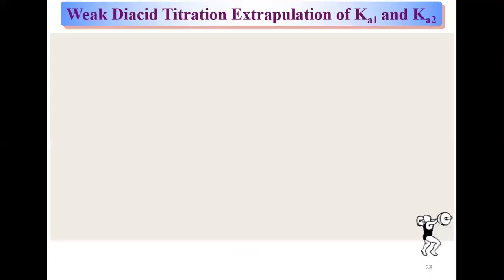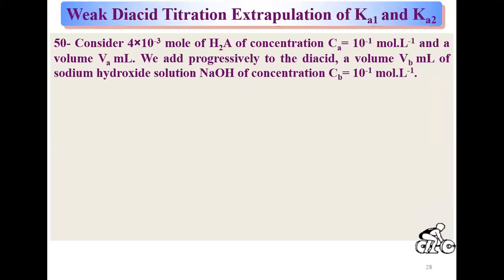Now, the next example, which is actually number 50, which should have come before, is the extrapolation of Ka1 and Ka2 values. So those are not given, but what we are given instead is pHs, and we go backwards. So from the pH, we can calculate and extrapolate the Ka values for a diacid.